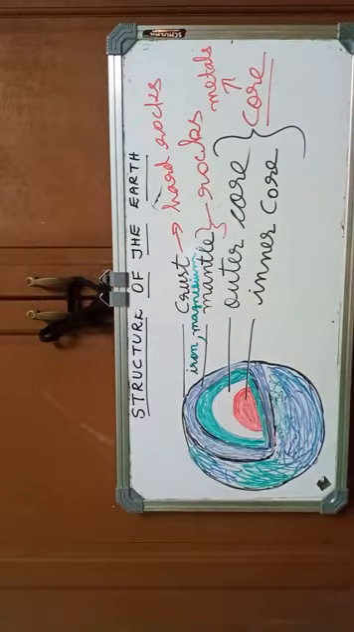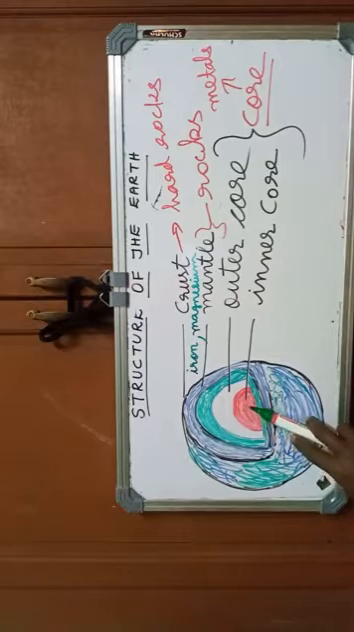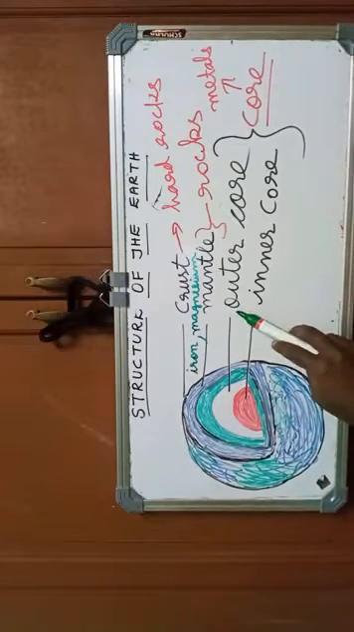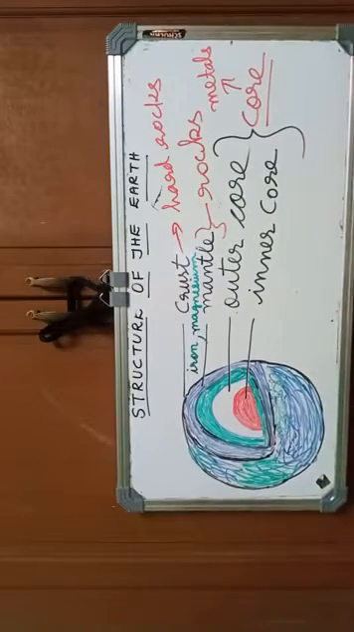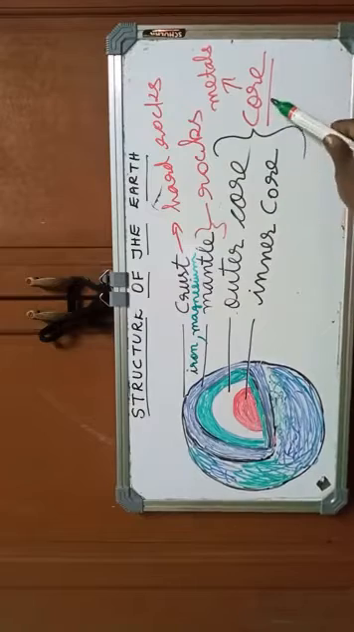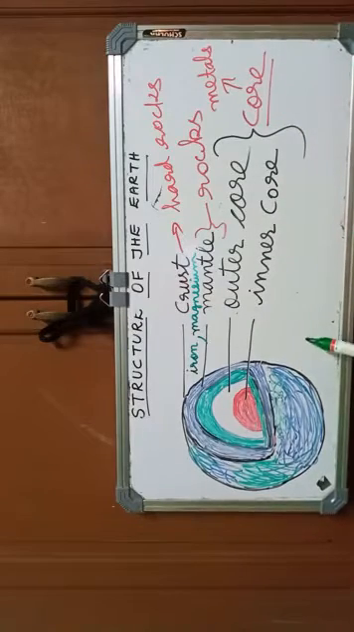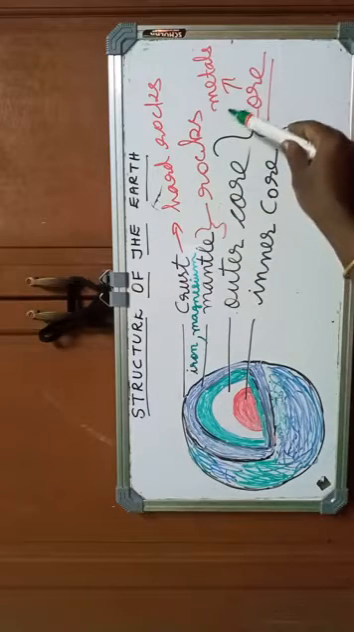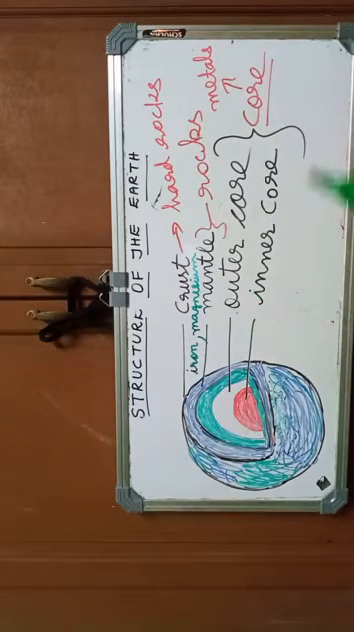The next is the center part of the earth. What is the center part of the earth? Core. And it is divided into outer core and inner core. Core forms the center of the earth. And at the beginning itself, I told you it is made of metals.